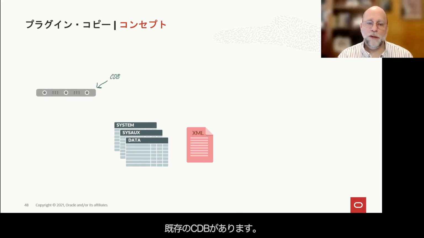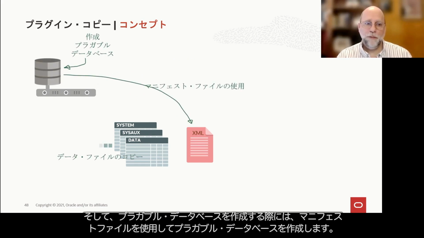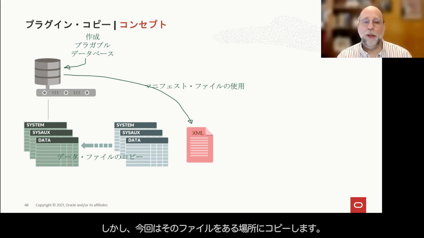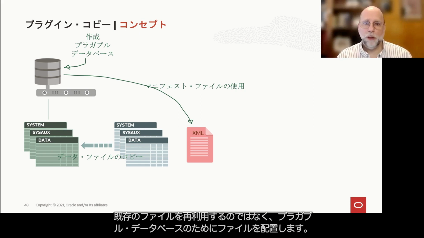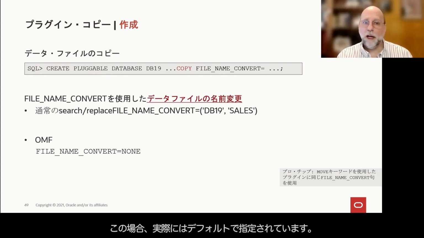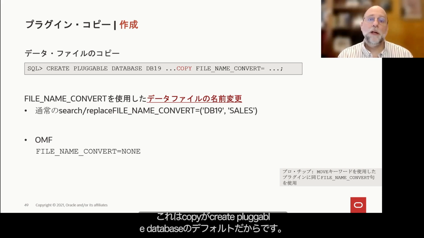You have your pre-existing CDB, and when you create pluggable database, it uses that manifest file to create that pluggable database, but this time we're going to copy the files into a location where they will now reside for that pluggable database. We're not reusing your existing files. So we have to specify the copy option in this case. It is actually the default. And if you don't specify copy or no copy, then you're going to get a message saying that you at least have to specify file name convert. And that's because copy is the default for create pluggable database.